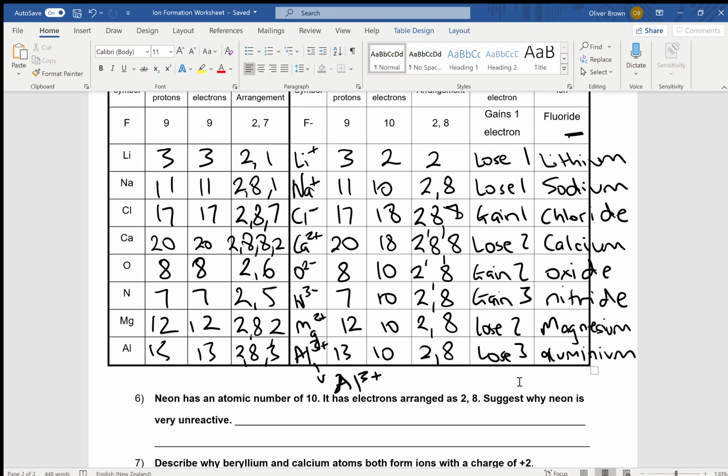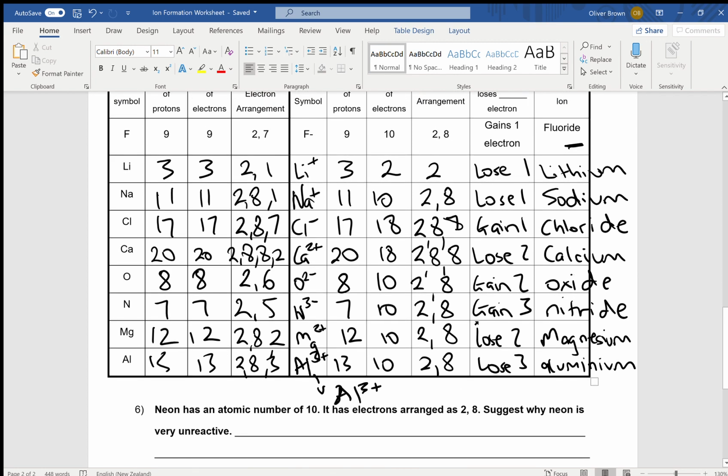You can see nitrogen has a proton number of 7. It's got 5 electrons in that outer shell. It does actually gain 3 to form a full outer shell and become that N3-. You can see oxide, nitride, chloride, all ending in "ide" because they're negatively charged.